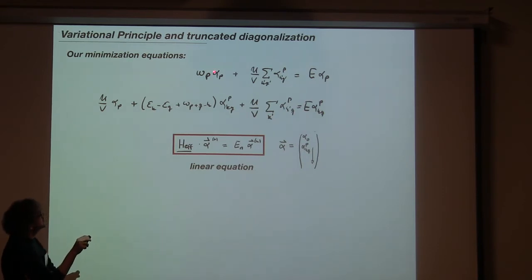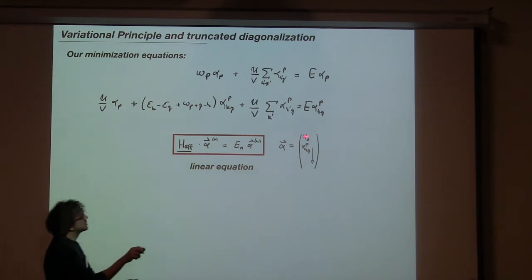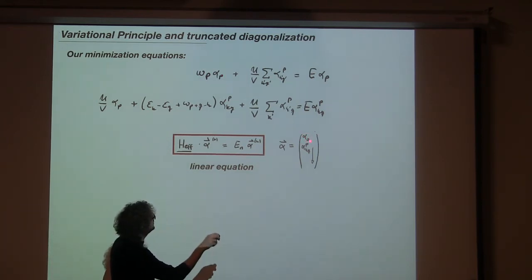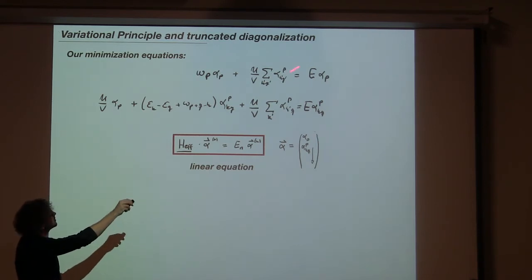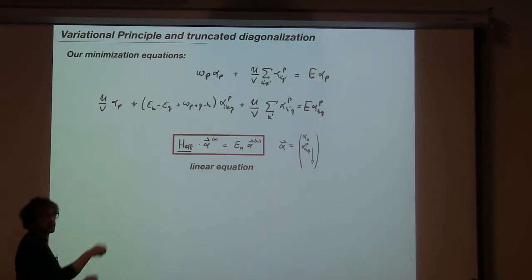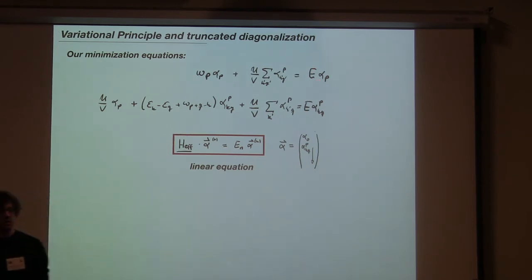And if you look at this, this is basically a matrix structure which multiplies a vector which has inside this alpha p, sorry, this should be alpha p, and then the alpha kq, and I could build up a huge vector with this. And then I just multiply a matrix times this vector, equal to E times this vector, but that's just the solution to get the eigenstates, or the eigenenergies of the system. So we get a linear equation. So we have an effective Hamiltonian multiplying some vector, and we could basically diagonalize this thing. All right.